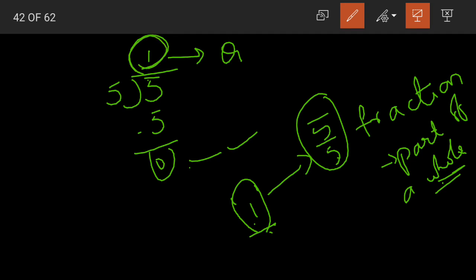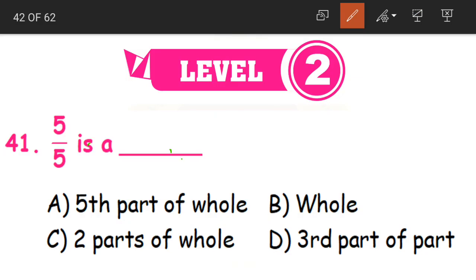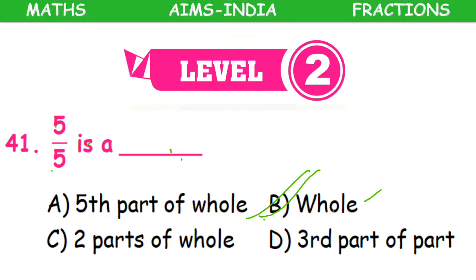So the quotient we got here is 1. Yes, so 5 by 5 is what, children? 5 by 5 is nothing but whole. 5 divided by 5 is nothing but whole.